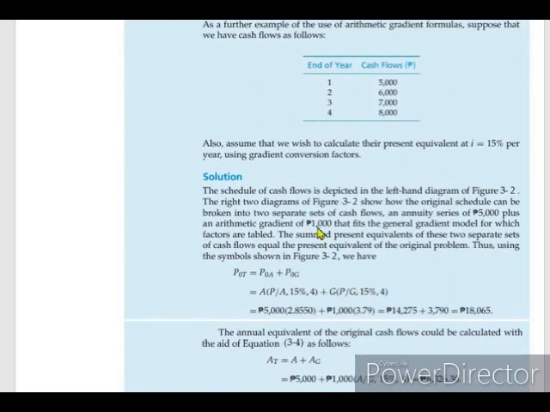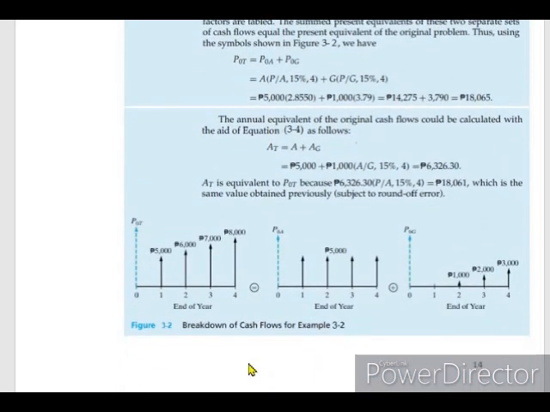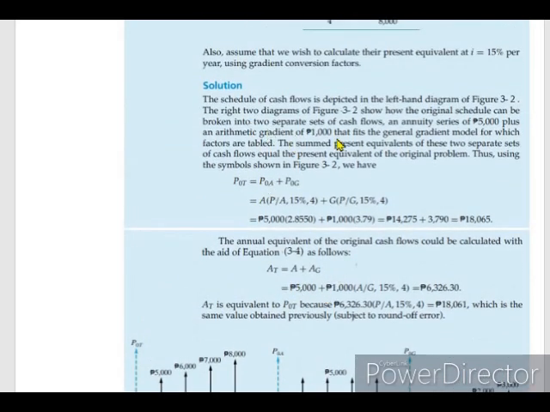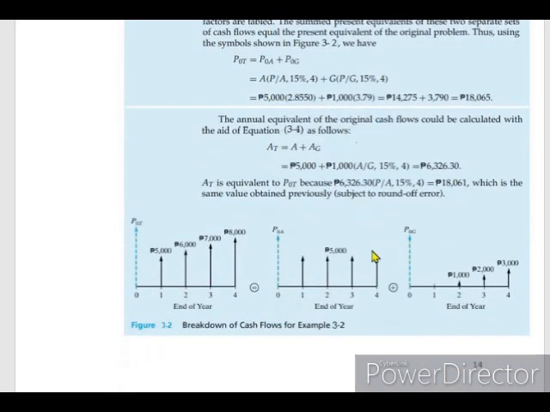So, for the solution, the schedule of cash flows is depicted in the left-hand diagram of figure 3-2. So, meron tayo ditong figure 3-2. So, left hand ito. Okay? The right two diagrams of figure 3-2 show the original schedule can be broken into two separate sets of cash flows, an annuity series of 5,000 plus an arithmetic gradient of 1,000 that fits the general gradient model for which factors are tabled. So, ito yung dalawa. Okay? So, pwede siyang maging ganito, na 5,000 lang, pwede naman ganito.